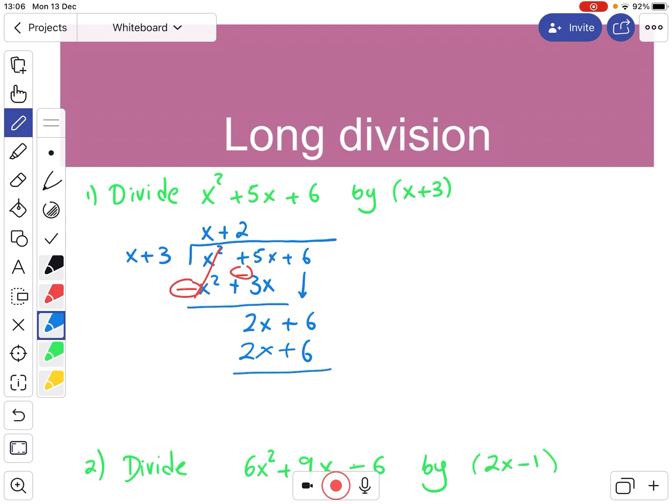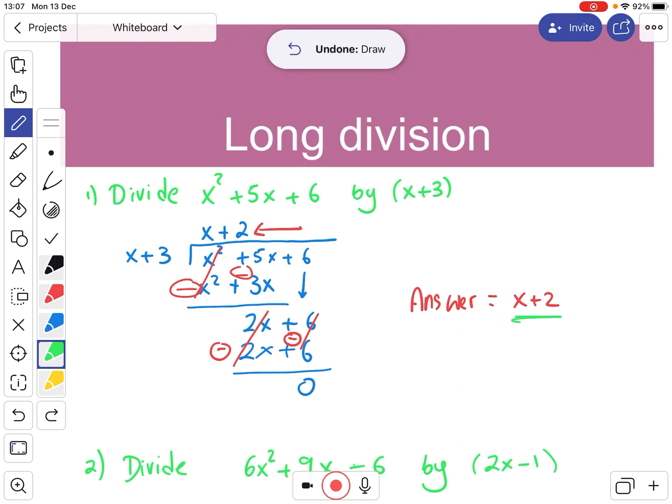So again, I draw my line, and I change my signs, and I always do that because I'm subtracting this out of it. And they're going to go. And once I end up with 0 here, I've completed my long division, where my answer is this thing up here. So my answer is x plus 2. And what that means is that if I multiply x plus 2 and x plus 3, I get this bit here in the middle.